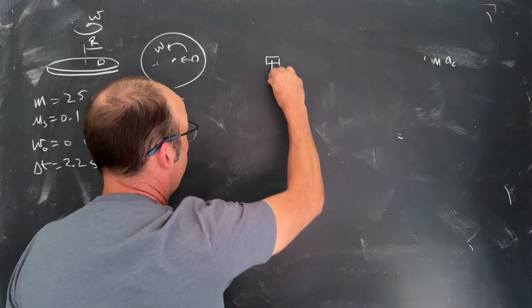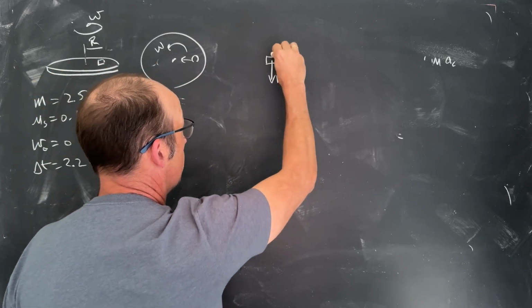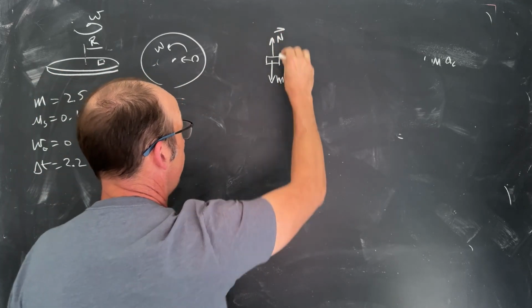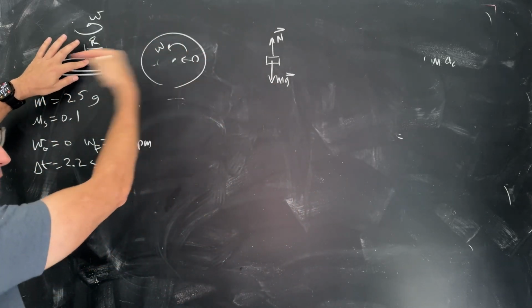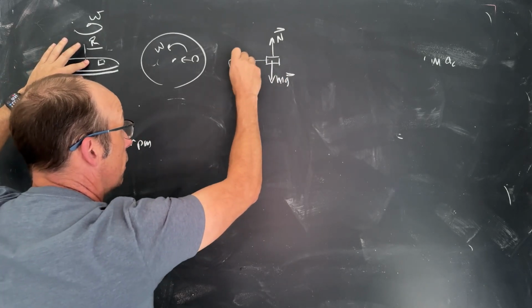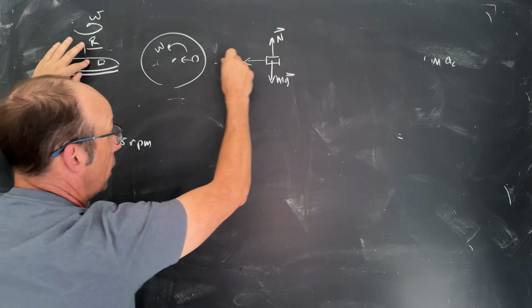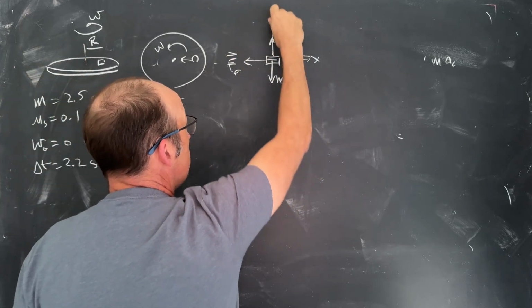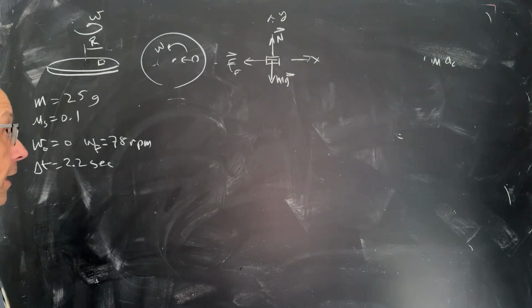Here's my coin. We're looking at it from the front now. I have a downward gravitational force mg. I have an upward normal force n. And now, what force makes it accelerate this way toward the center? That would be that friction force right there. And it's static friction, so I'm just going to put FF. I'm going to call this my x direction, and that my y direction. Okay, now we can get to business.